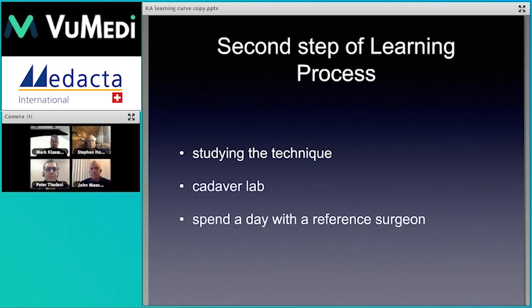Then the next step for me was a cadaver lab, actually going to the lab and performing one of these procedures in a cadaveric specimen. And then it was very important for me, and I think for anybody trying to learn KA, to spend a day with a reference surgeon. So I went out and spent a day with Dr. Howell, and that really solidifies the procedure and the process.